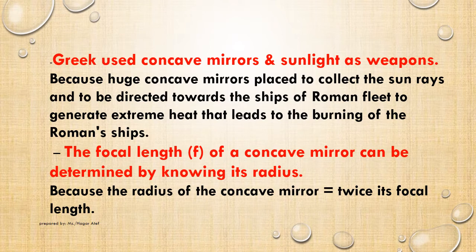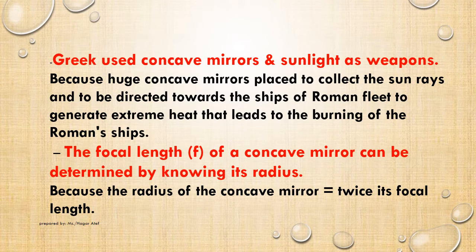The Greeks used concave mirrors and sunlight as weapons, because huge concave mirrors were placed to collect the sun's rays and to be directed towards the ships of the Roman fleet to generate extreme heat that led to the burning of the Roman ships.